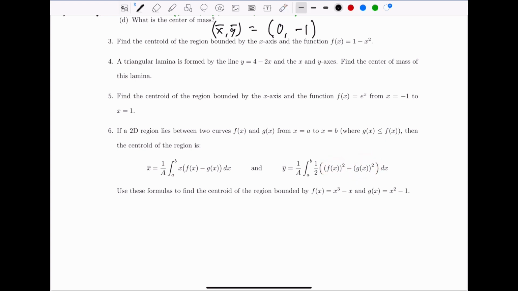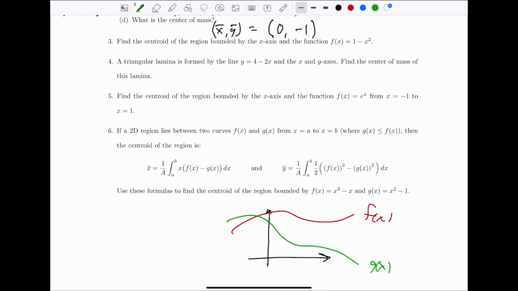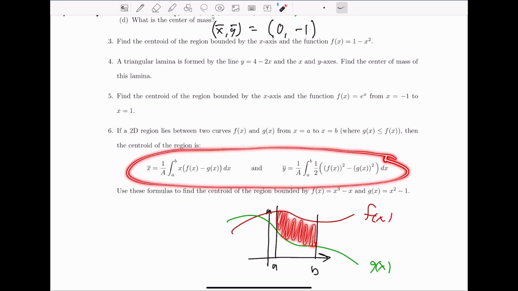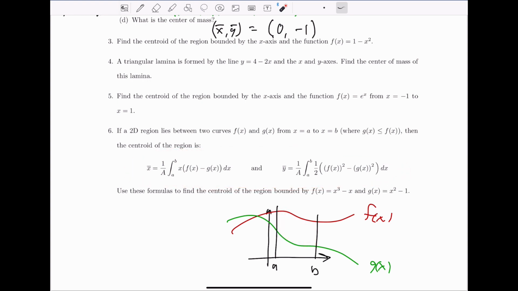So the scenario here is that we've got some function f of x, which is a larger function, and below this we have the function g of x, which is a smaller function, and we are finding the area from x equals a to x equals b. We want to find the centroid of the region between the two curves. And these two formulas tell us how to find the centroid. They're really a generalization of the formulas that we proved for x bar and y bar in the single function case, so we won't worry about verifying these, but we will go ahead and use them.